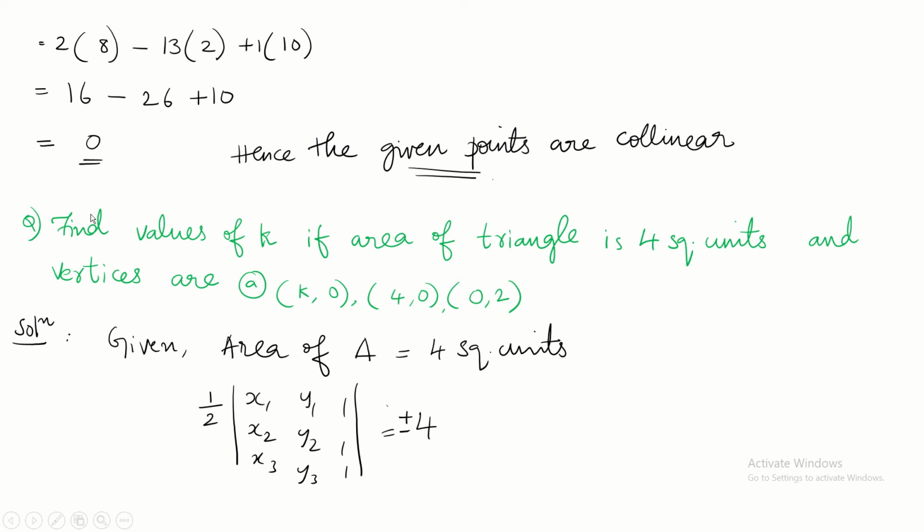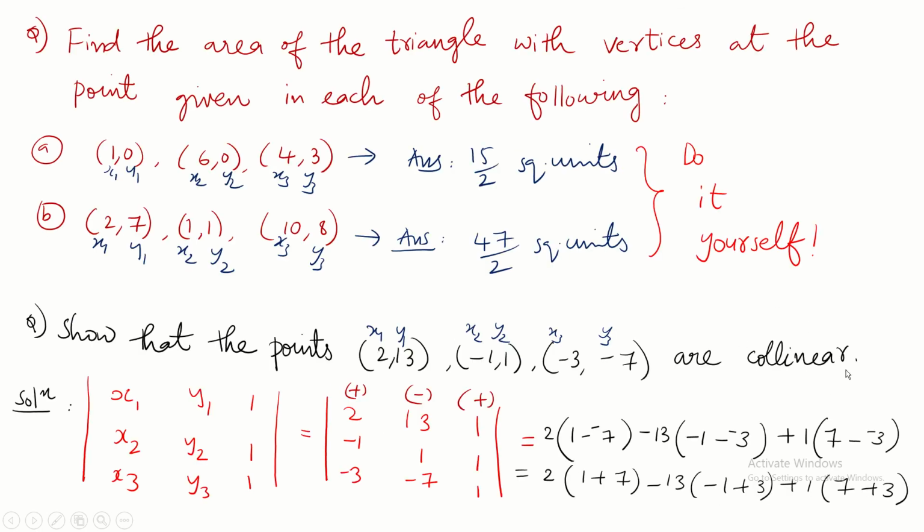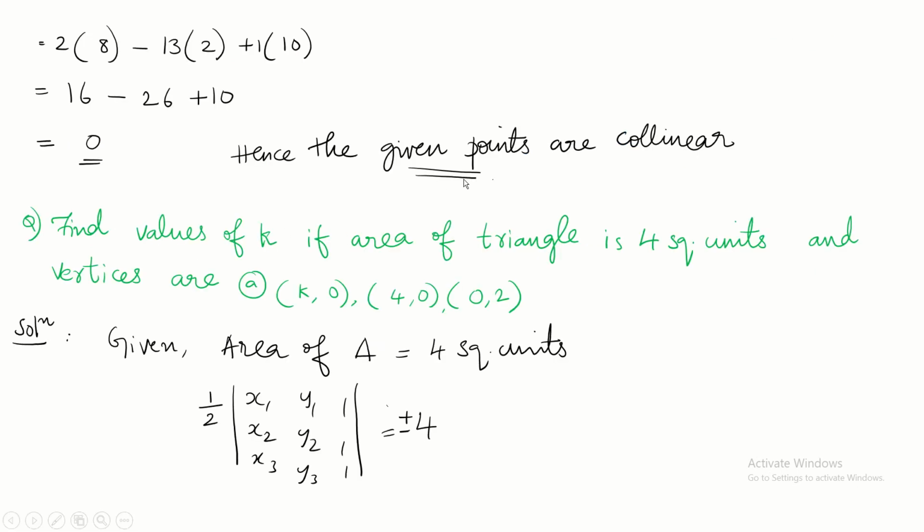What should be the answer for collinear? For collinear, the answer should be 0. If you get an answer other than 0, your answer is wrong. So if it says show that, you have to prove it. While proving, you must get the answer as 0 itself. So hence the given points are collinear.